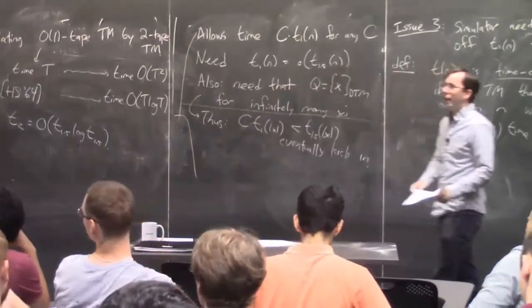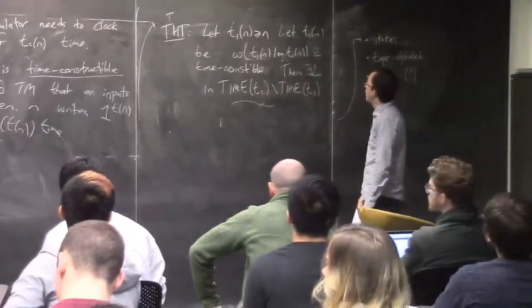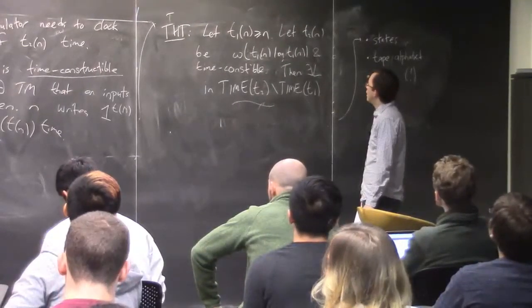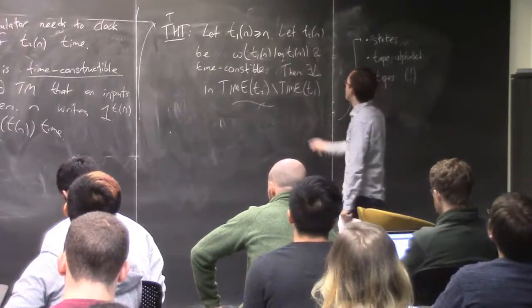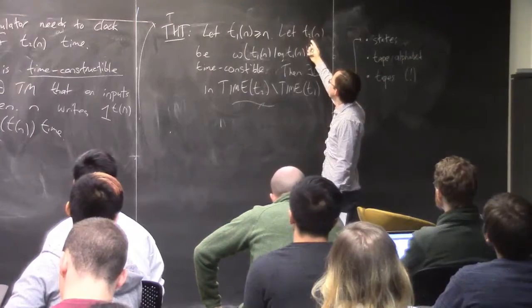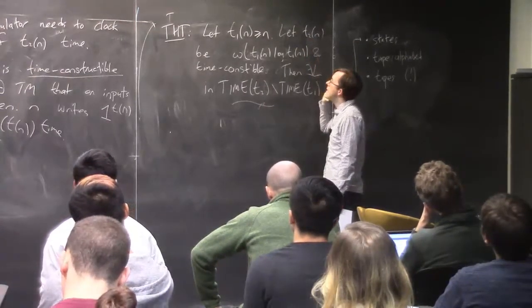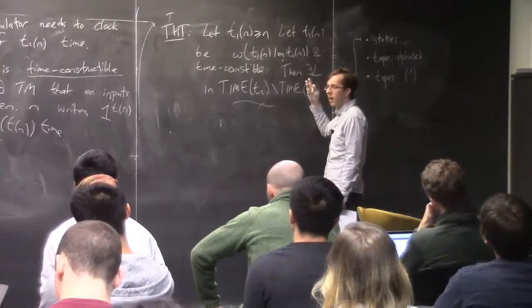What do you need the t1 and n equals n for? You probably don't. I don't know. I copied this from somewhere. I mean, you need that T2, the simulating machine, the first thing it needs to do is count the size of the input. So it needs at least n time, surely.